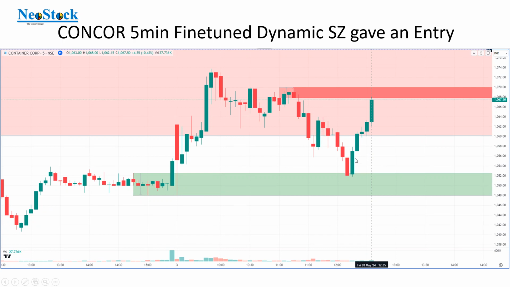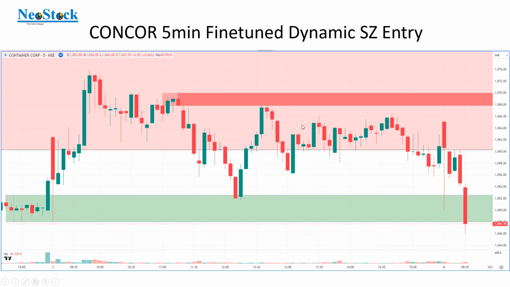Market came down, again moved up, and see, now it got an entry in this zone. Because this is our entry zone. We got the entry. So the 5 minutes fine-tuned dynamic supply zone gave an entry. This is the dynamic supply zone created during the live market. In the same live market on the same day, we got the intraday entry at the 5 minutes time frame. See, after that, market moved up and down and finally reached the target. So that's why during the live market, you should not miss such kind of dynamic zones.